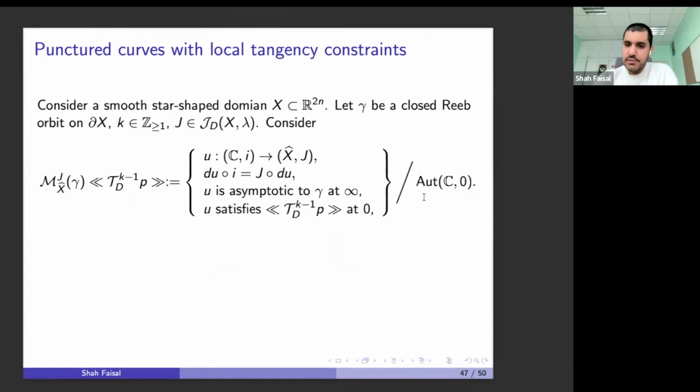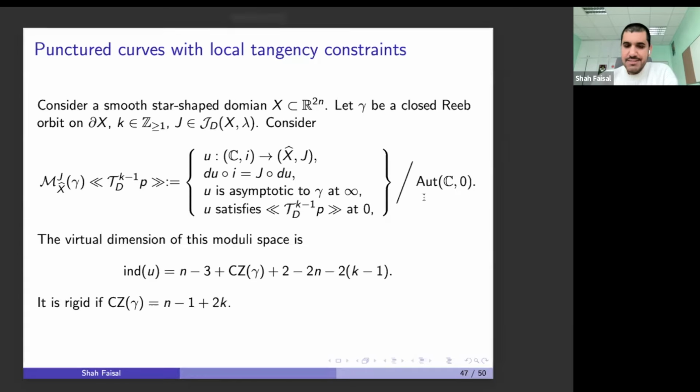And then you quotient out the automorphism group. Now this moduli space is rigid if the Conley-Zehnder index of the orbit is n-1 plus 2k. Here the index is measured with respect to a trivialization that extends to a capping disk for the orbit.